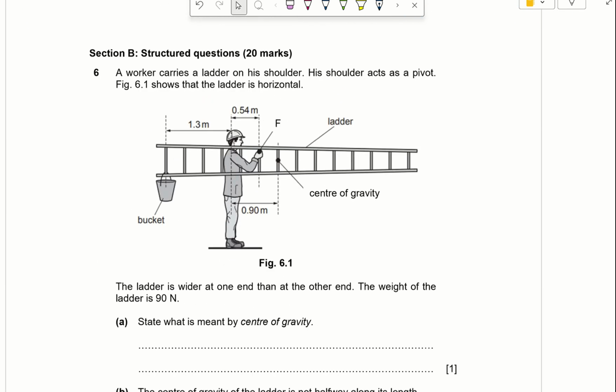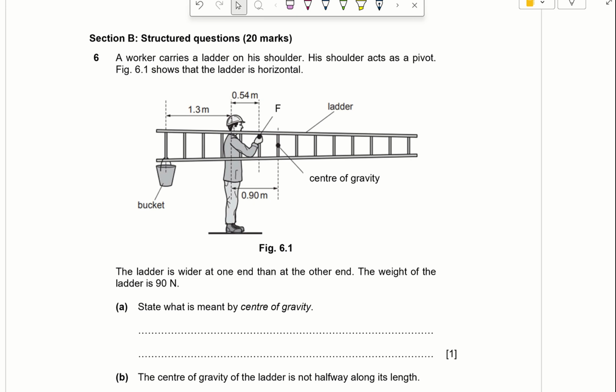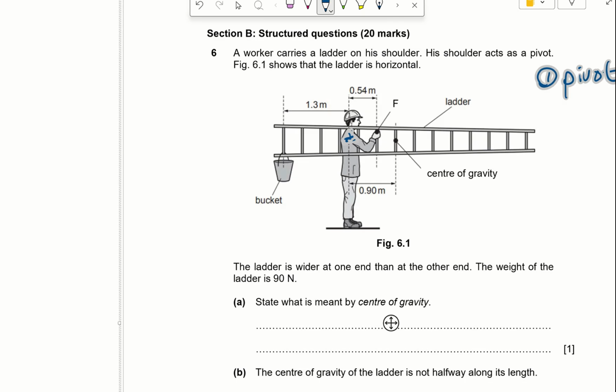Okay, now we come to section B. A worker carries a ladder on his shoulder. His shoulder acts as a pivot. So this is the pivot, right? So we will know that this is actually a moments question. First of all, you need to identify where the pivot is. Okay, so we did that already. Figure 6.1 shows that the ladder is horizontal.